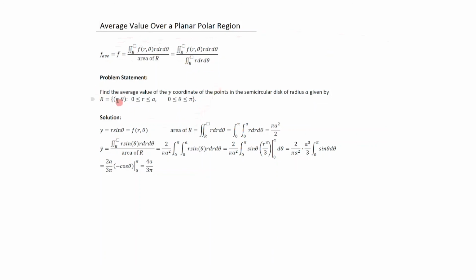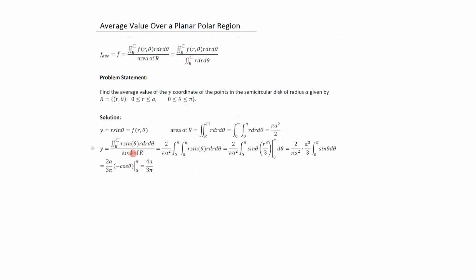So let's take an example. Find the average value of the y-coordinate of the points in the semicircular disk of radius a given by this. This is the region over which integration will take place, and we're given that we're looking at f of r, theta as being y. We have to convert y into polar coordinates, and we know the transformation: y equals r sine theta. First, if you compute the area, this would be taking the region, transforming it to the upper and lower bounds, r dr d theta. This just becomes pi a squared divided by 2.